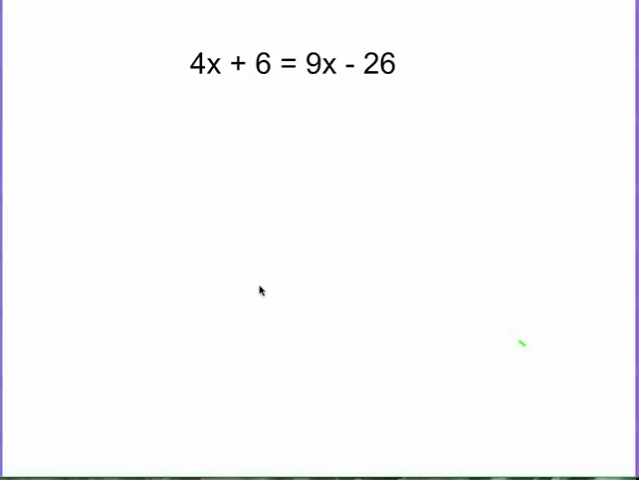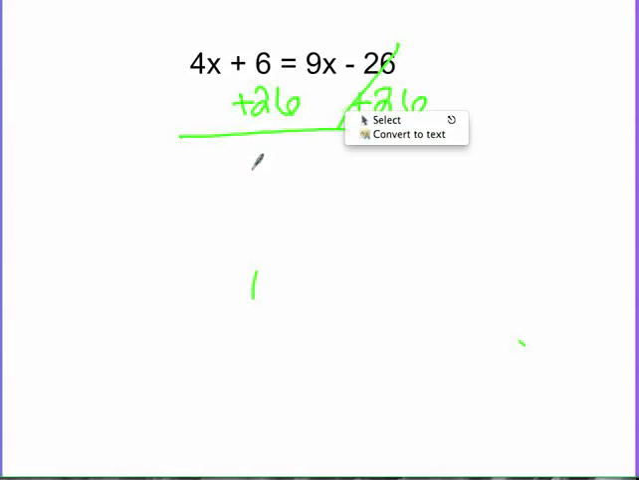Okay, so we've practiced a few problems, but I want to make one note before we get into some more difficult ones. Does it matter if you get the constants on the right and the variables on the left? No, you just need to get the variables on one side of the equation and the constants on the other. So could I technically say, okay, I want to add 26 to both sides? Sure. That would cancel out.